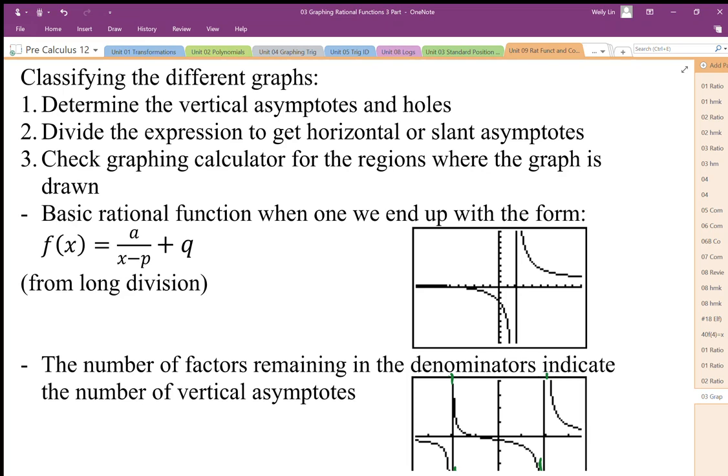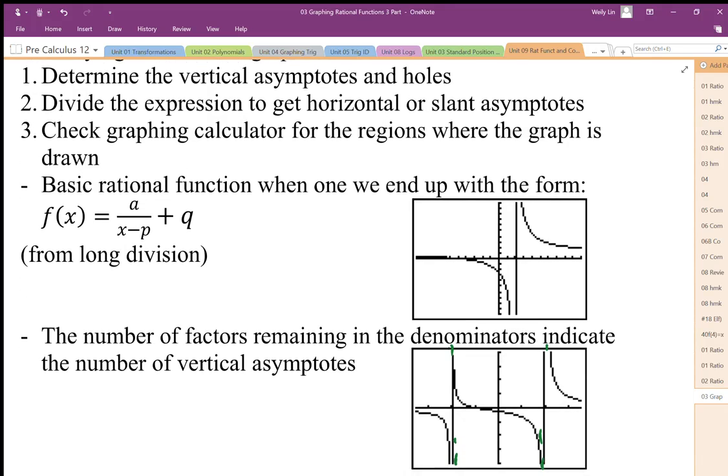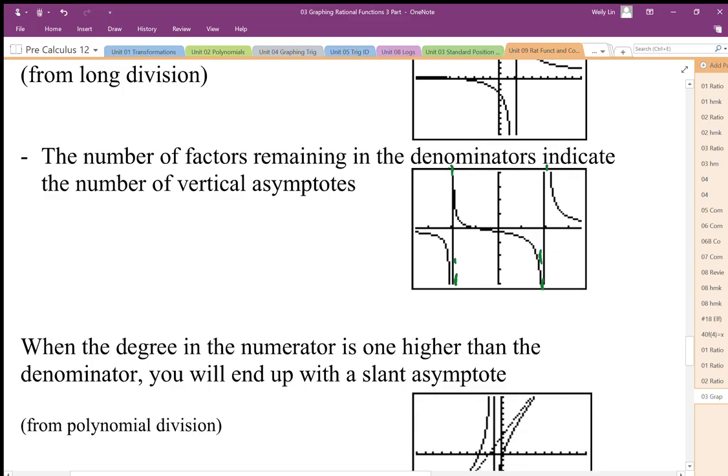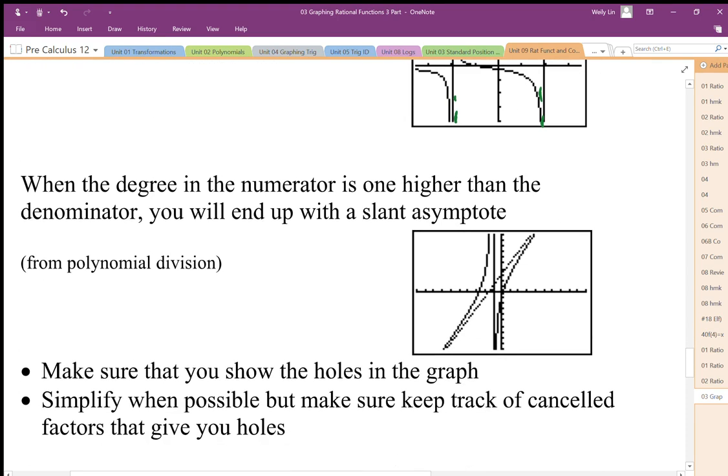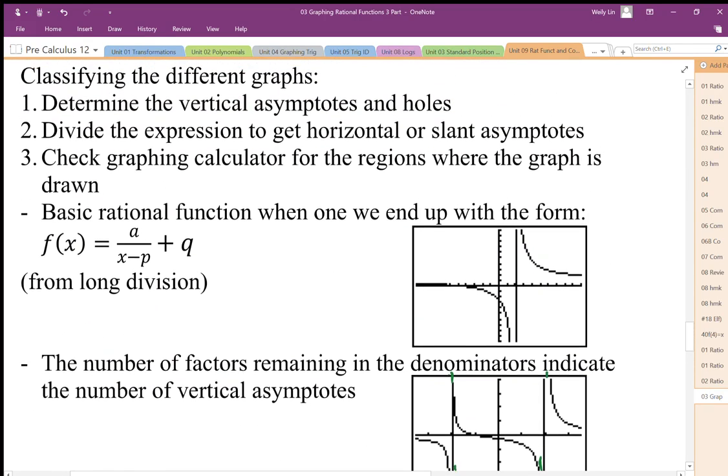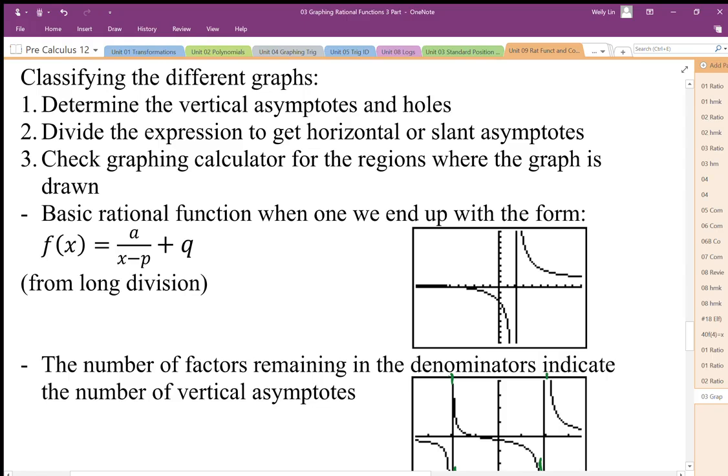We've only looked at a few different rational functions, and we really just want to classify them into three general categories: our basic rational function with one vertical asymptote, our double vertical asymptote rational functions, and ones with our slant asymptote. So we can determine which of these functions we have by looking at what's left over.